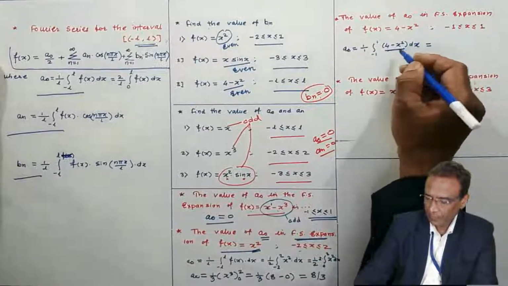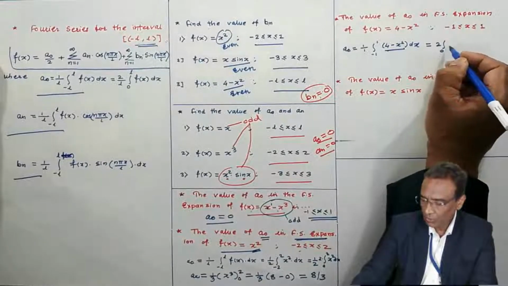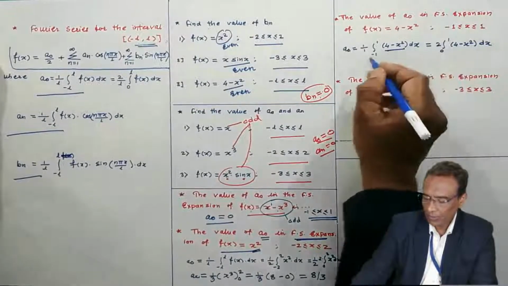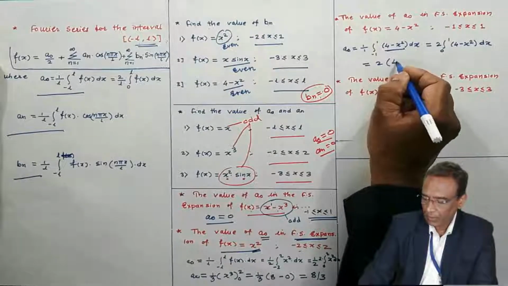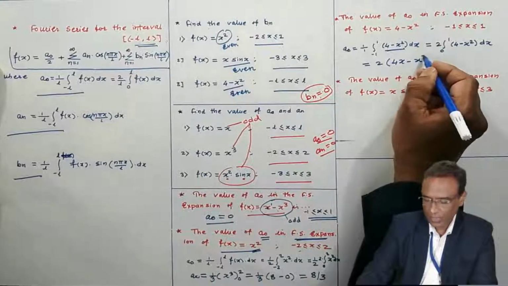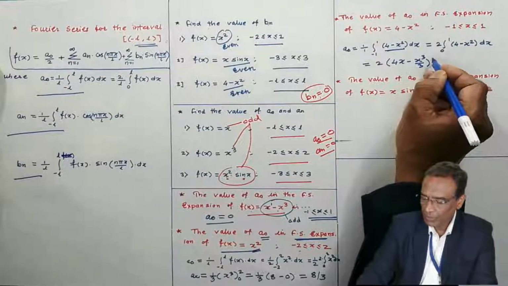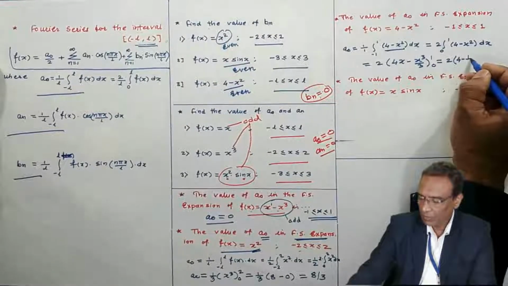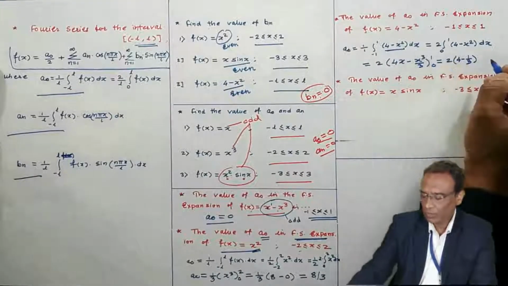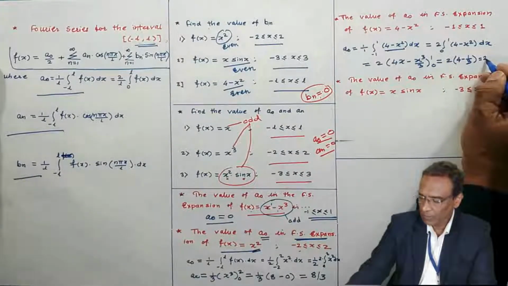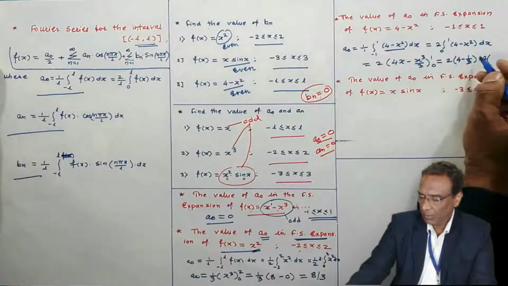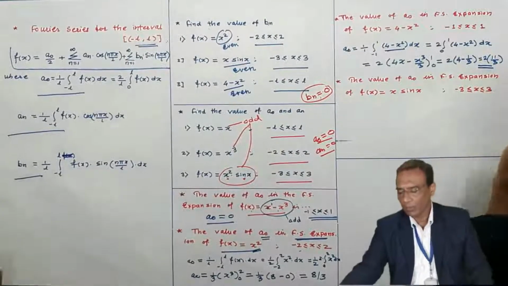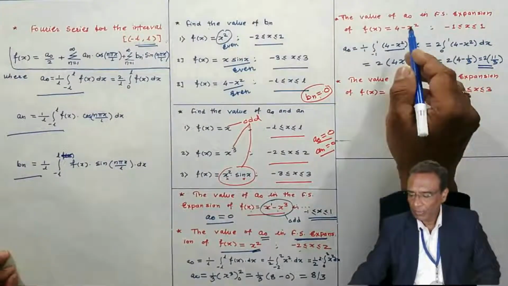This is a complete even function. Therefore, this can be written as 2 times the integral from 0 to 1. Take integration of 4 is 4x, integration of x squared is x cubed by 3, lower limit is 0, upper limit is 1. Put x equal to 1, means 4 minus 1 by 3, and put x equal to 0, you will get 0. Upper limit minus lower limit, 2 times, and what is it? 12 minus 1 is 11 by 3, that is 22 by 3. 22 by 3 is the value of a0.